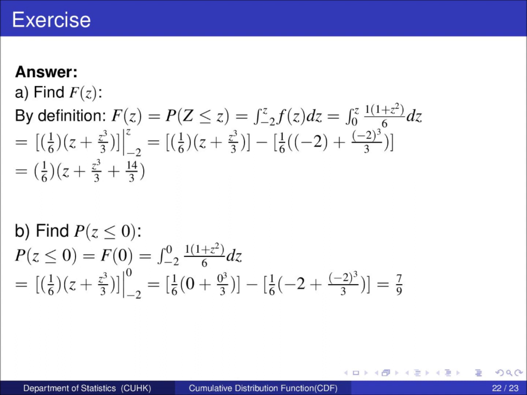Part B, we are going to find the probability of z smaller than or equal to 0, which is equal to F(0), and we can get it by integrating 1 times (1 plus z squared) over 6 from -2 to 0. Again, by simple integration skills, we have the answer, which is equal to 7 over 9.